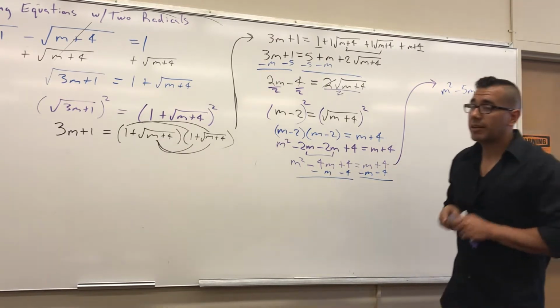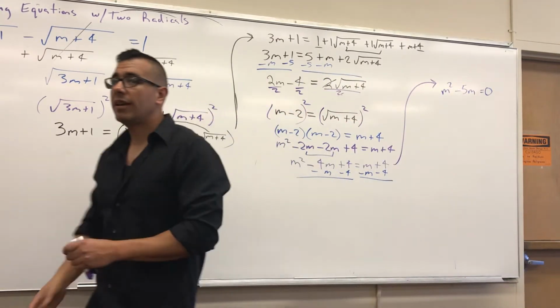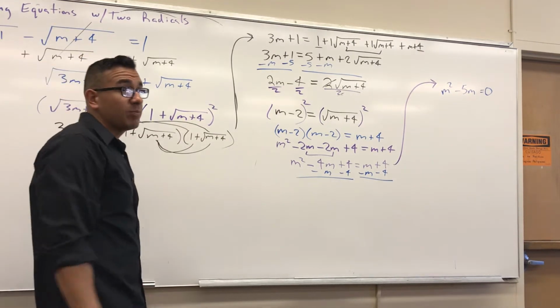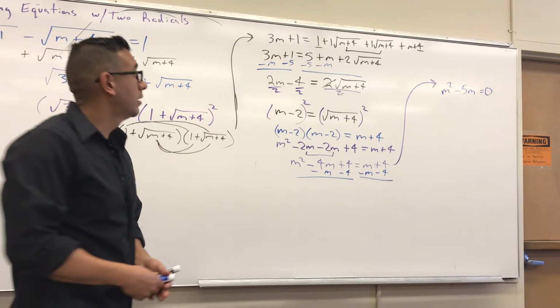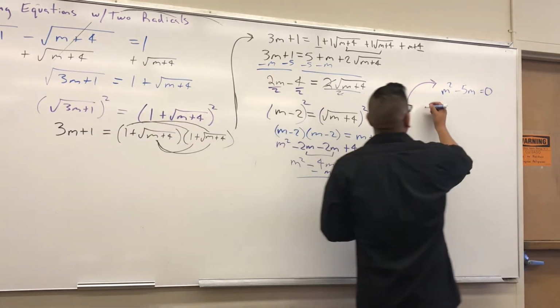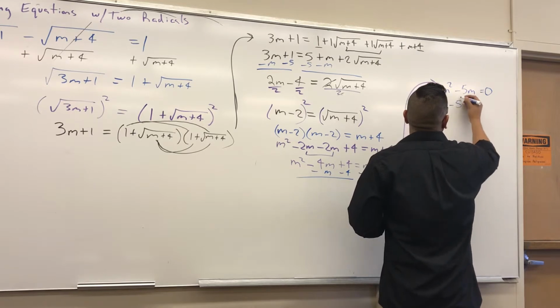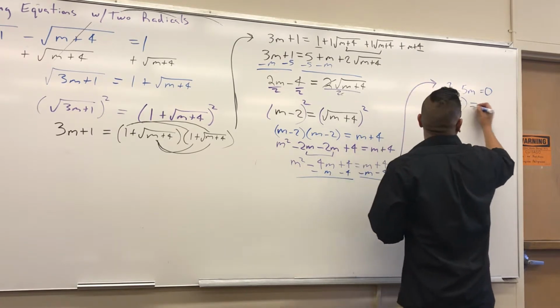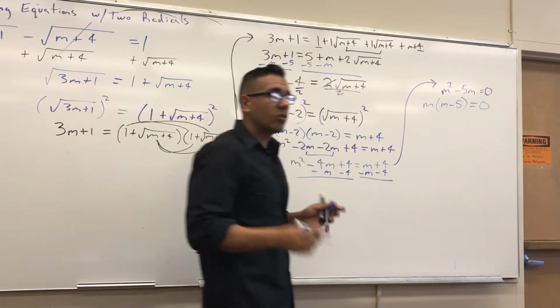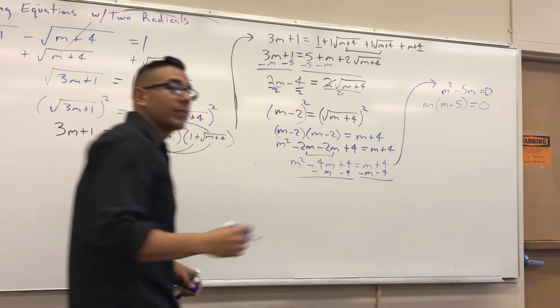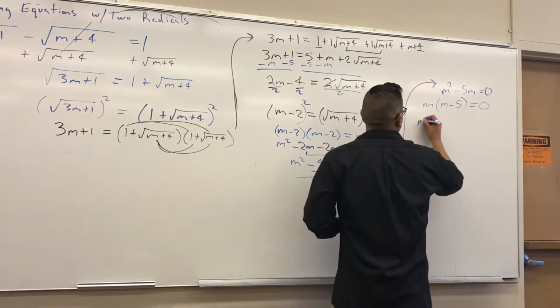This one we actually lucked out. And the reason we lucked out is because the factoring is going to be easy. Because what do they have in common? What's my greatest common factor? M. So I factor out the m, and I'm left with m minus 5 equals 0. So what do I do with each one of those products? You set m equal to 0.